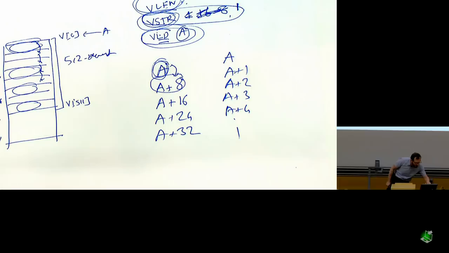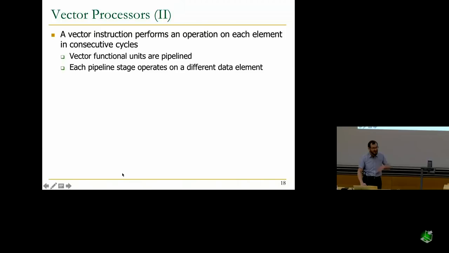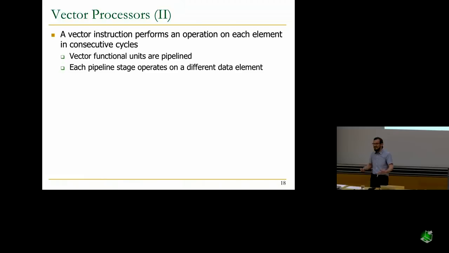So let's go back over here. Okay. So we already said this, a vector instruction performs an operation on each element in consecutive cycles because it's a vector processor. Vector functional units are pipelined so that you can exploit that element level parallelism. Let's say you're operating on a million element vector. You can actually have a million deep pipeline, right? Now every pipeline stage can be operating on different elements. That's the beauty of vector processing actually.